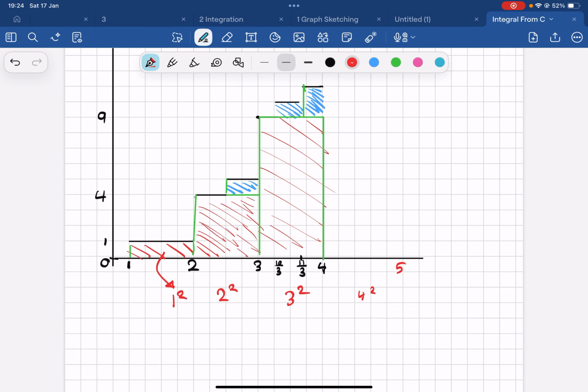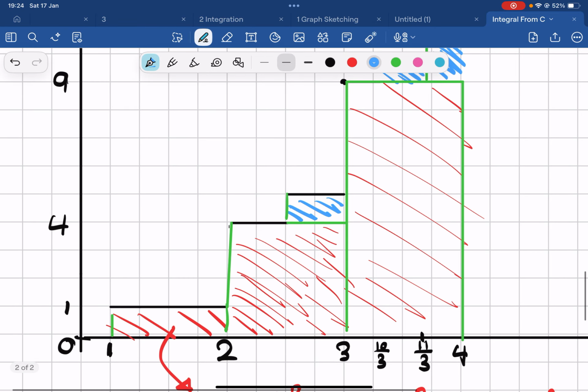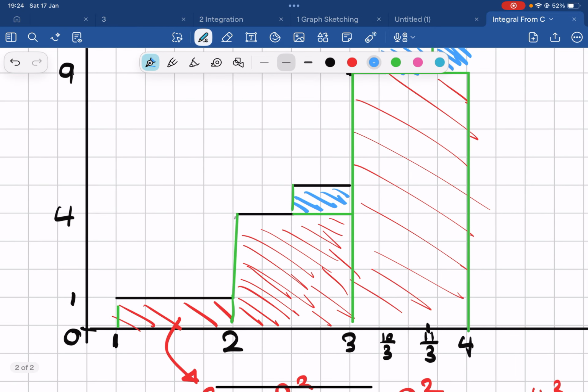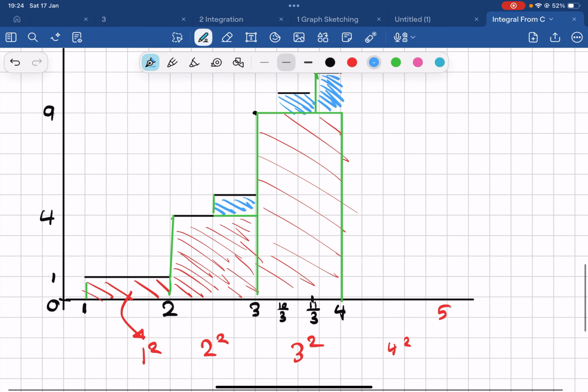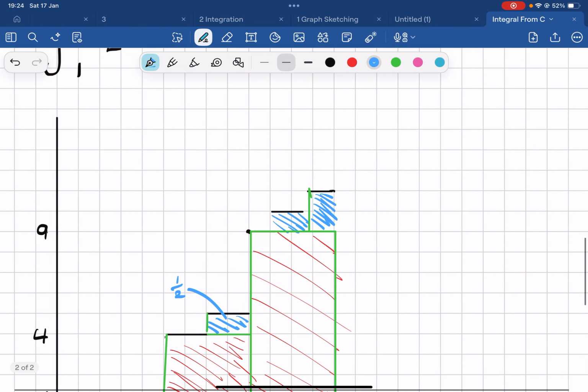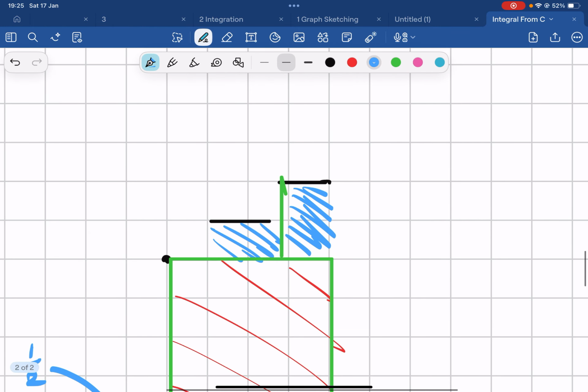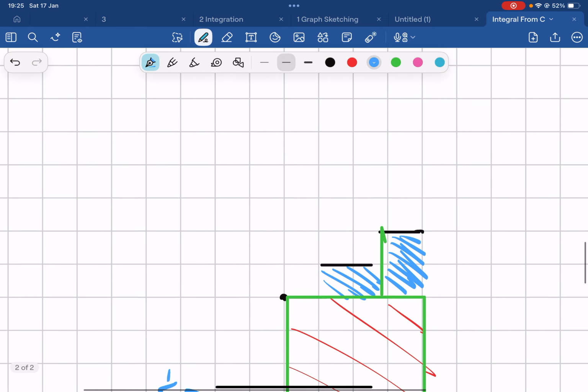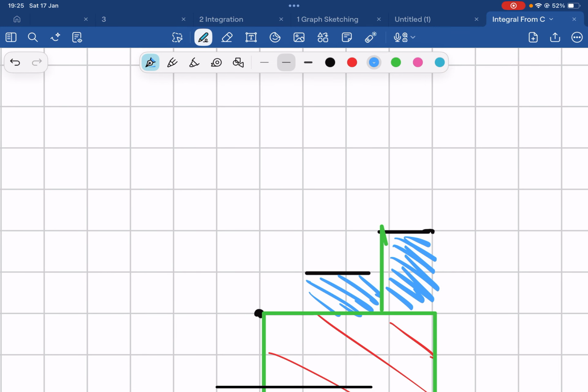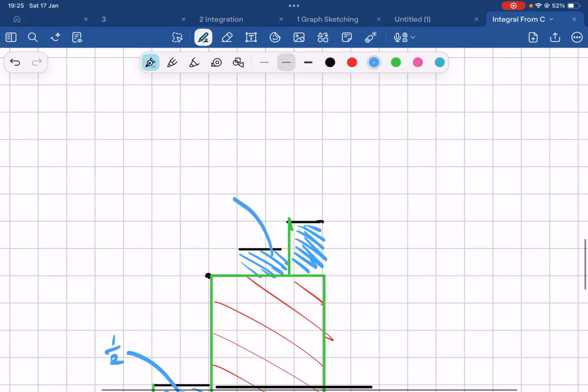Now in the blue. So let's look here. This blue box is a half wide and just 1 up. So we've got a half. Now these boxes are each a third wide, but one is 1 in height, the other is 2 in height. So we can say 1/3 and 2/3 is just 3 over 3.